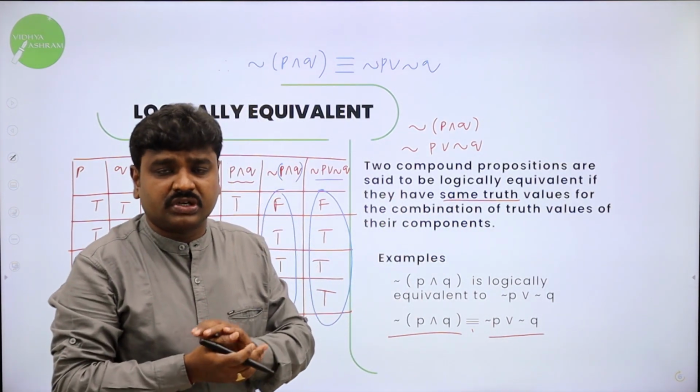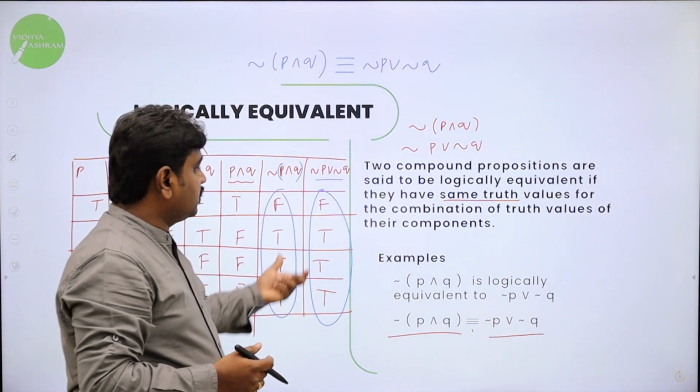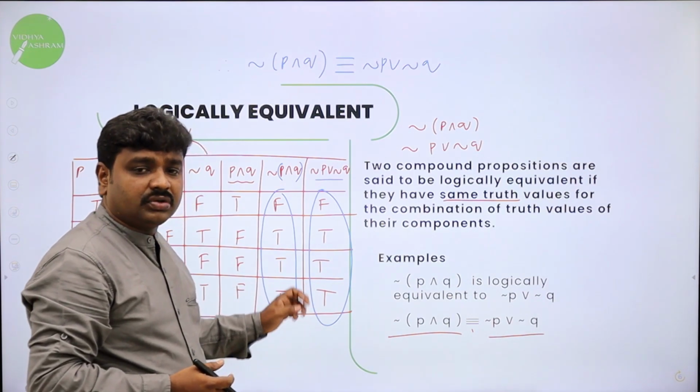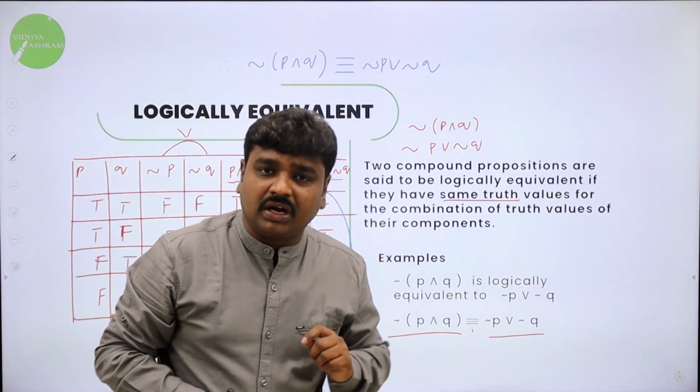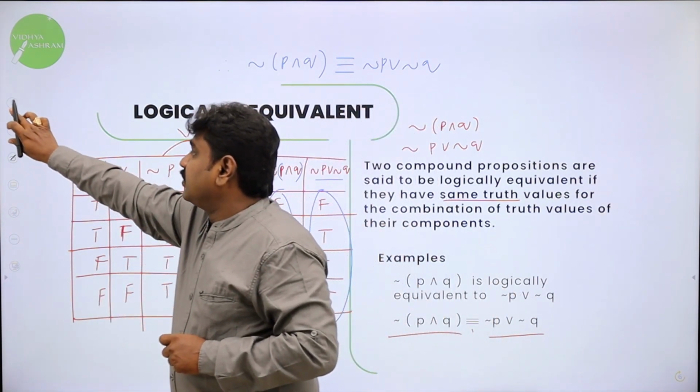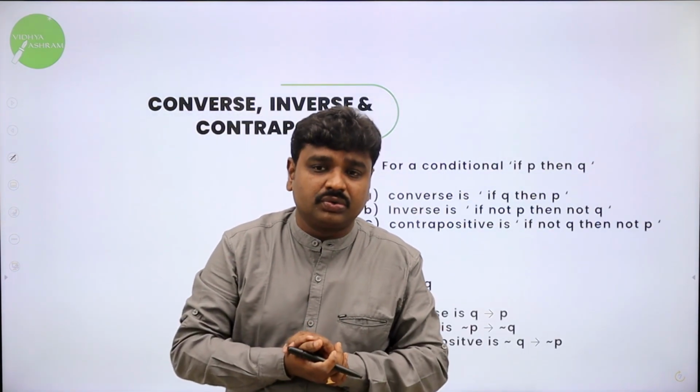I hope all of you understood. Construct the truth table, see the truth values. Here FTTT, here also we got FTTT. So they have the same set of truth values, therefore they are logically equivalent. Then going ahead, we have converse, inverse and contrapositive.